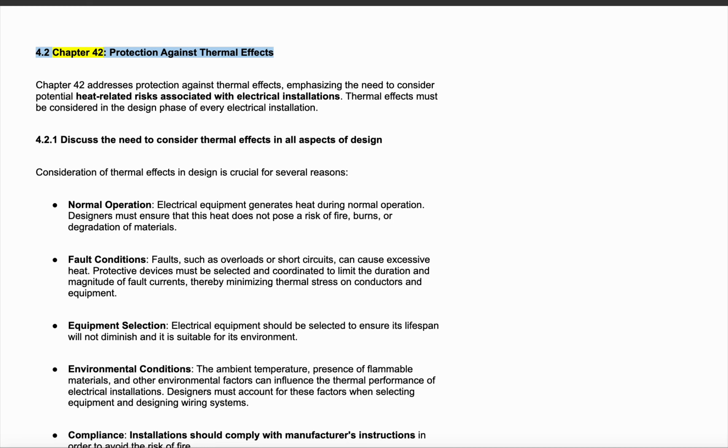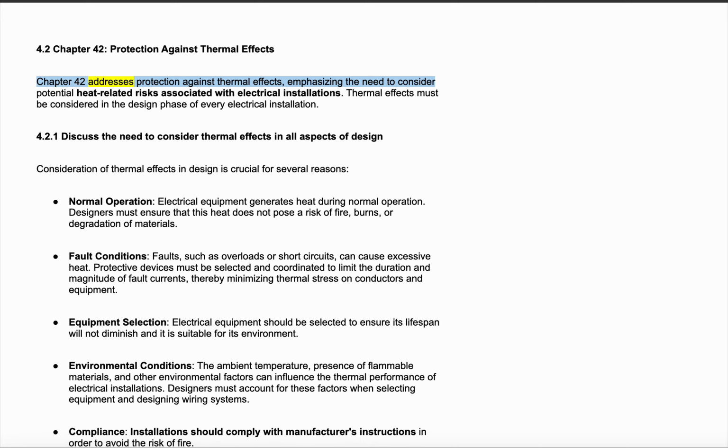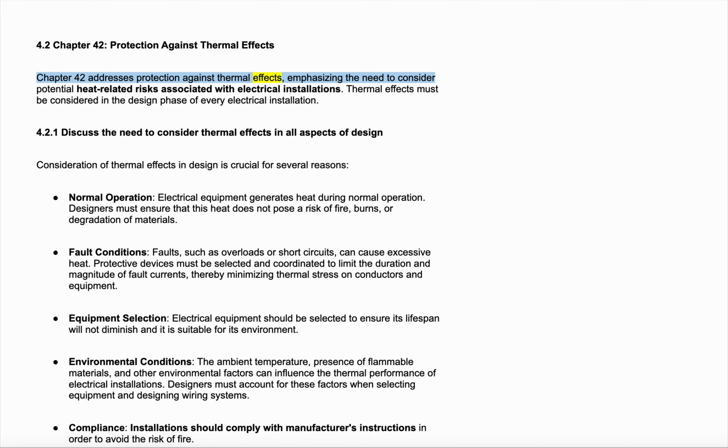4.2 Chapter 42 Protection against thermal effects. Chapter 42 addresses protection against thermal effects, emphasizing the need to consider potential heat-related risks associated with electrical installations. Thermal effects must be considered in the design phase of every electrical installation. 4.2.1 discusses the need to consider thermal effects in all aspects of design.